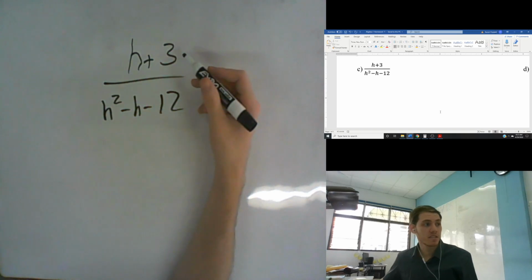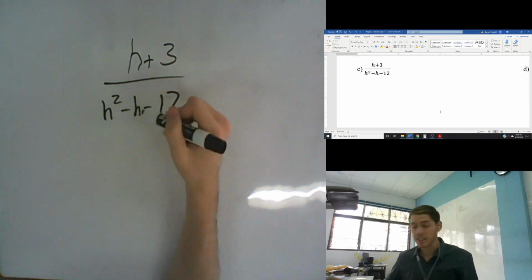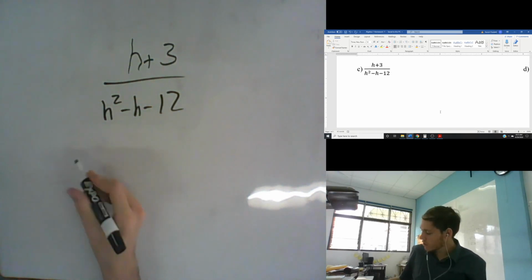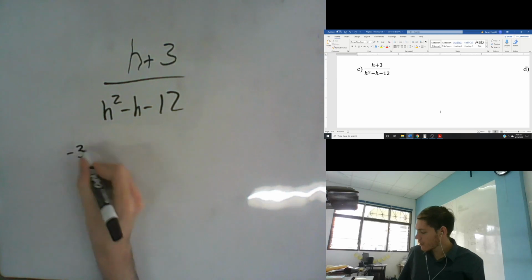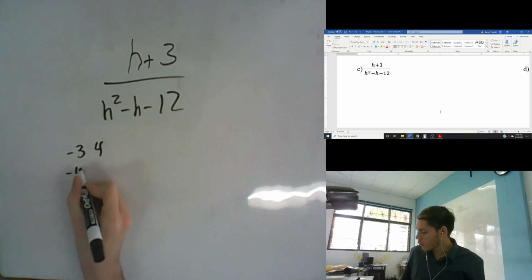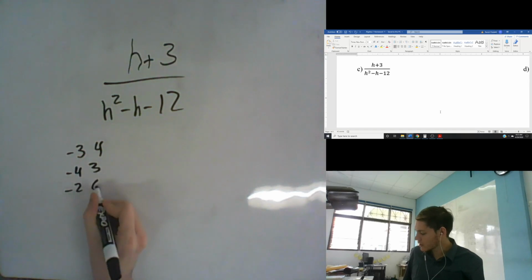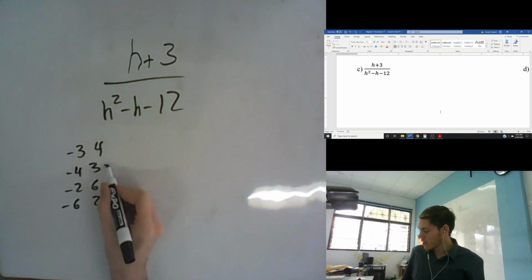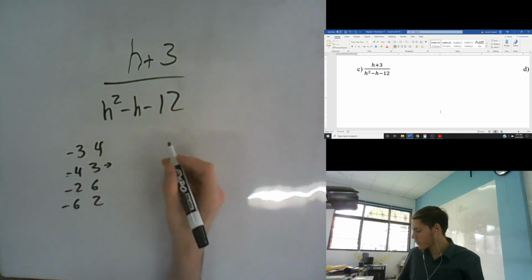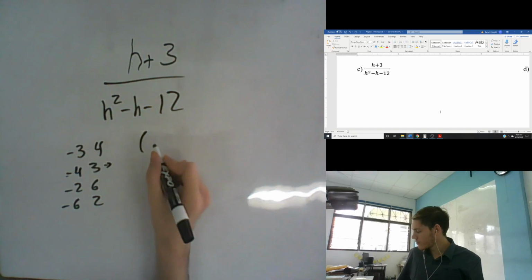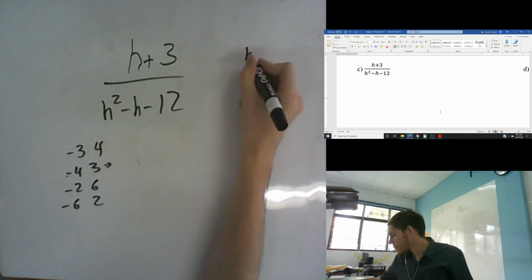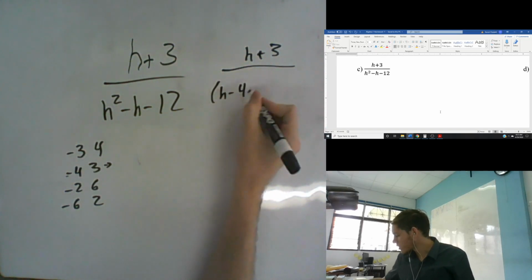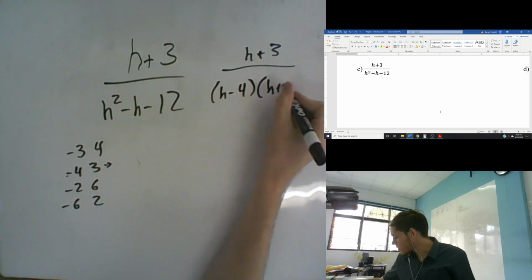So we have h plus 3 over h squared minus h minus 12. Well, look at the bottom. That's something we can factor, right? What goes into negative 12? Negative 3 and 4, negative 4 and 3, negative 2 and 6, negative 6 and 2. Which one adds up to be negative 1? Well, that's right here. This one adds up to be negative 1. So we get h plus 3 over h minus 4 times h plus 3.